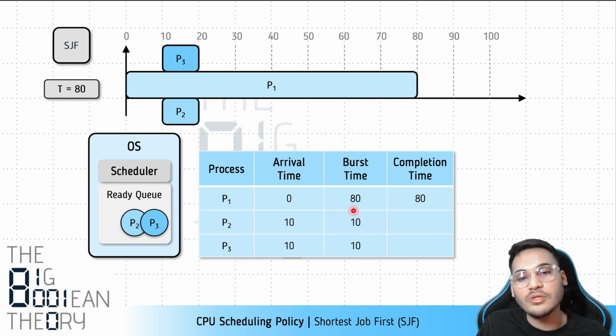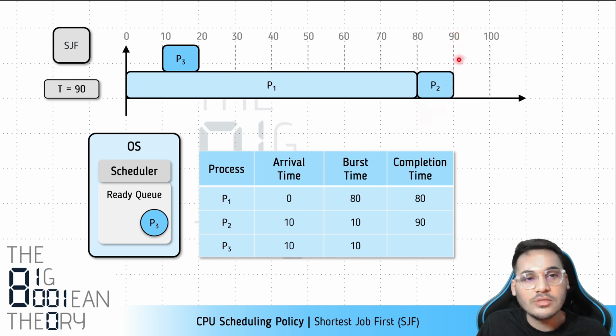We'll again go with the tiebreaker policy that whichever has the lower process identifier, or PID, we'll go with that process. So P2 and P3 have both the same burst times, but P2 has a lower PID. So we will first allow P2 to run. Then at t equals 90, P3 is the only job to run. So that will run, right? So this completes the Gantt chart and the scheduling of these three jobs.